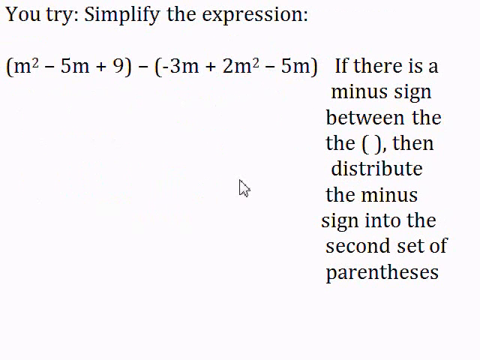Here's a second example for you to try on your own. Please pause the video, work it out, and press play when you're ready to see the answer.